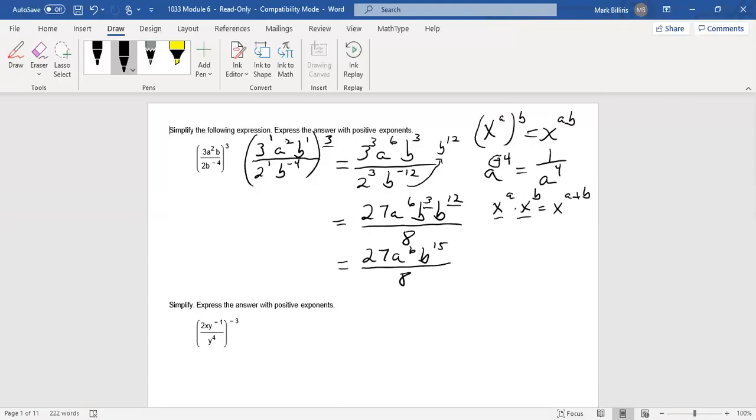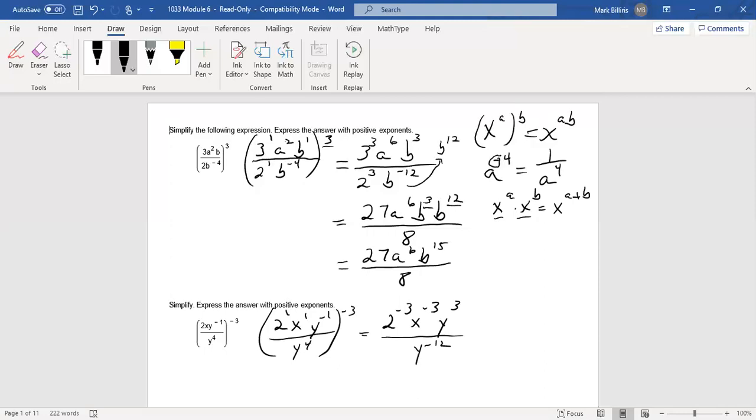So let's look at the next example. Again, the first thing that I'm going to do is rewrite it so that everything is shown with an exponent. So that's 2 to the first, x to the first, y to the negative first, over y to the fourth, all raised to the negative third power. My next step is to multiply the exponents. So this becomes 2 to the negative third, x to the negative third, y to the positive third, because I'm multiplying negative 1 times negative 3, all over y to the negative 12th.